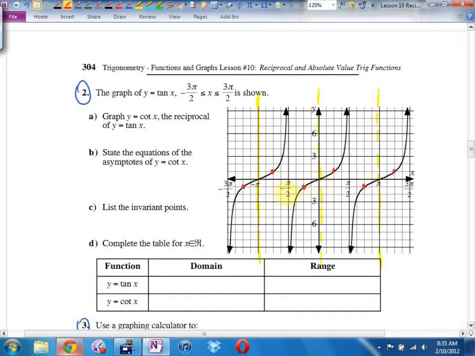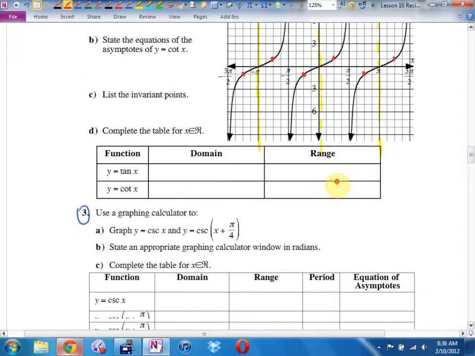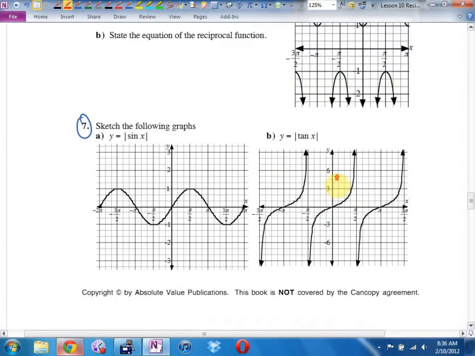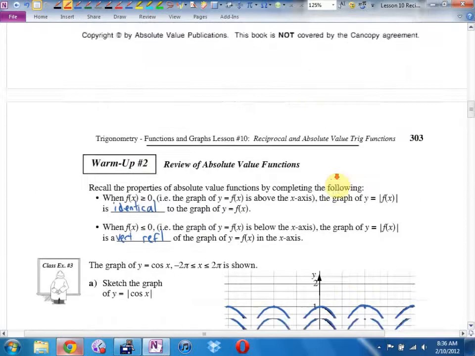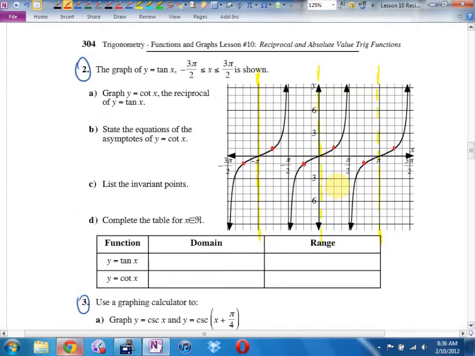It looks like each square is worth pi by 8 if I count, because 8 squares make up pi. Is that correct if I count? So it looks like you have an invariant point, for example, Vlad, at negative 6 pi by 8, comma 1. It's negative 3 pi by 4 in lowest terms. Let me check the answers here. Well, negative 5 pi by 4. Yeah, reducing the fractions.